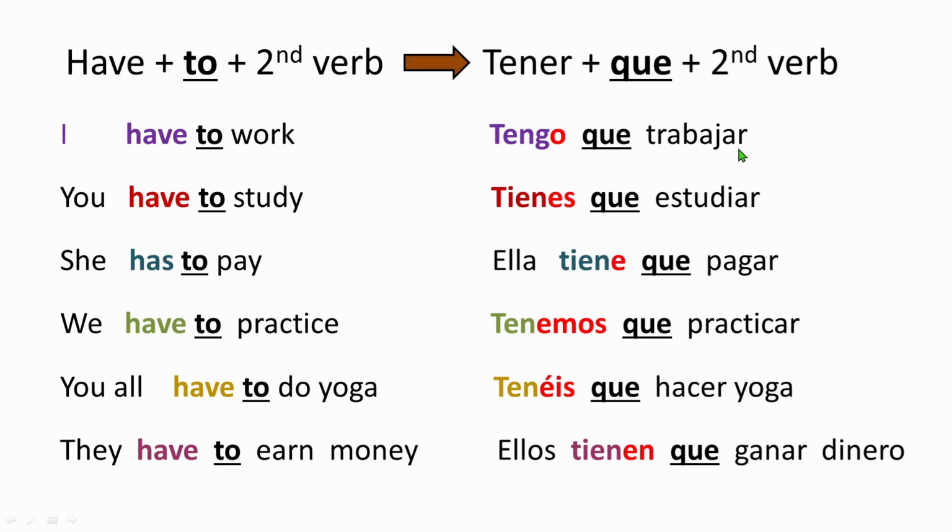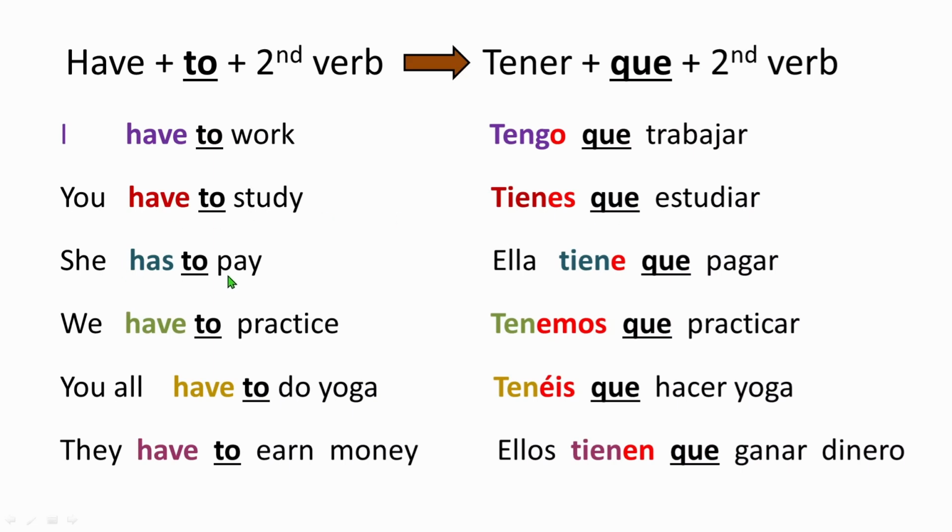So the second verb we don't conjugate. They end with either AR, ER or IR, okay? You have to study. Tienes que estudiar. Tienes, you have, que, to, estudiar, to study. So it makes tienes que estudiar, you have to study.